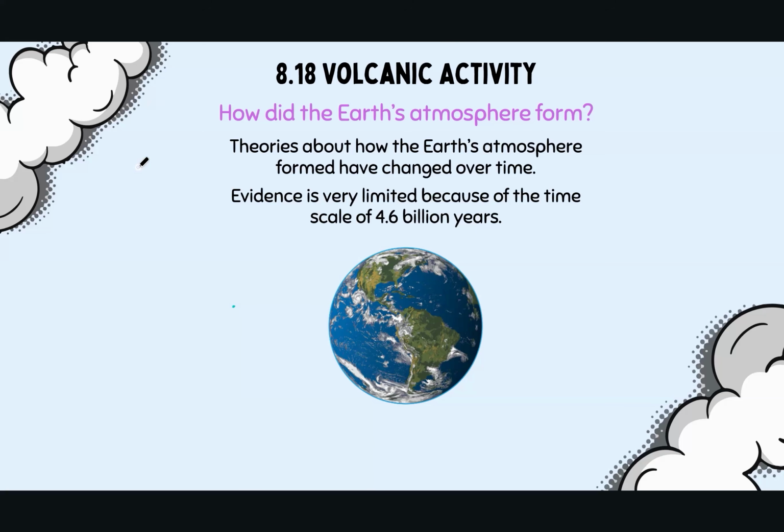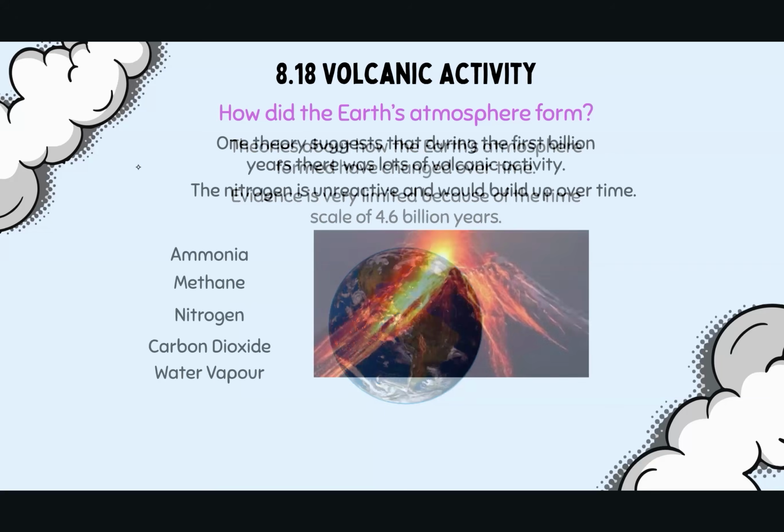So, volcanic activity. How did the Earth's atmosphere form? These theories about the Earth's atmosphere have changed over time. You could say that the theories have evolved, just like the theory of evolution. Evidence is very limited because of the time scale of 4.6 billion years ago. There's no 100% guarantee that the Earth was 4.6 billion years old in the first place, so to know what happened more than 4.6 billion years ago is impossible. So this is based on whatever evidence can be garnered.